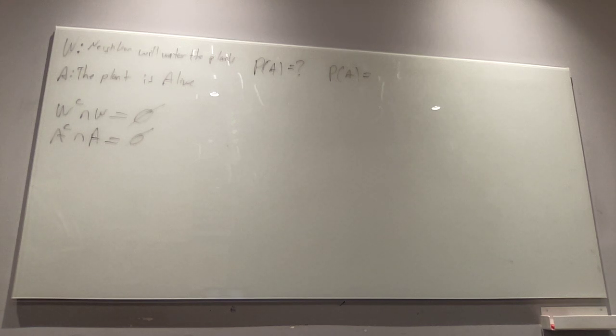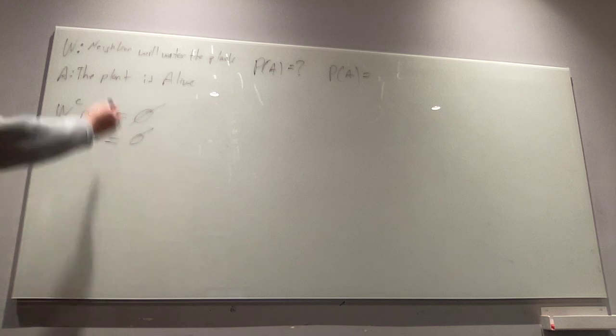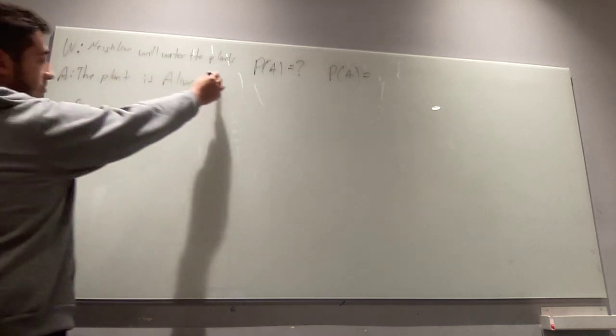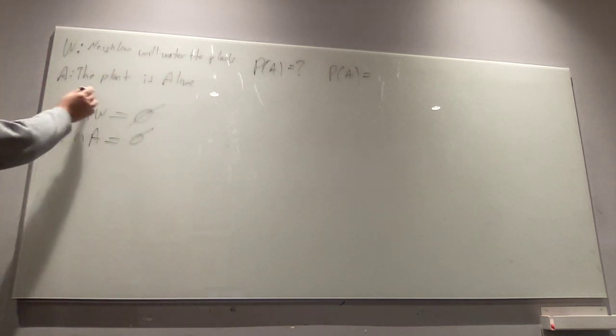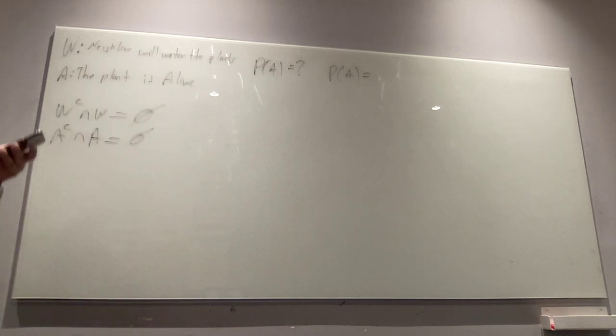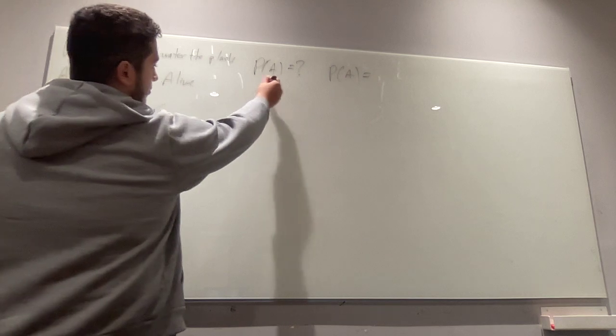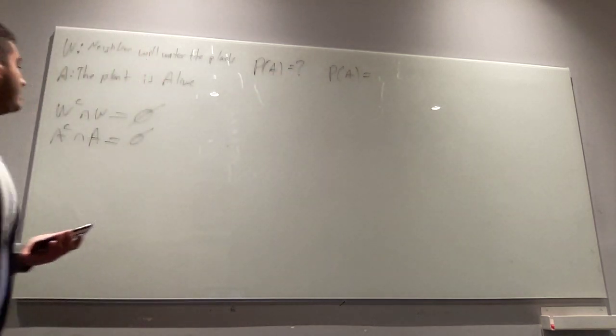Firstly, I need to describe events in a probability question. W, neighbor will water the plants. A, the plant is alive. What's asked? The probability of the plant is alive. So probability A is asked.